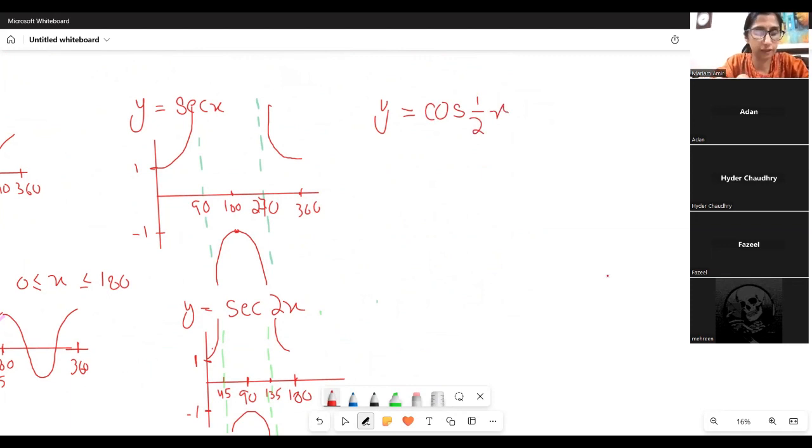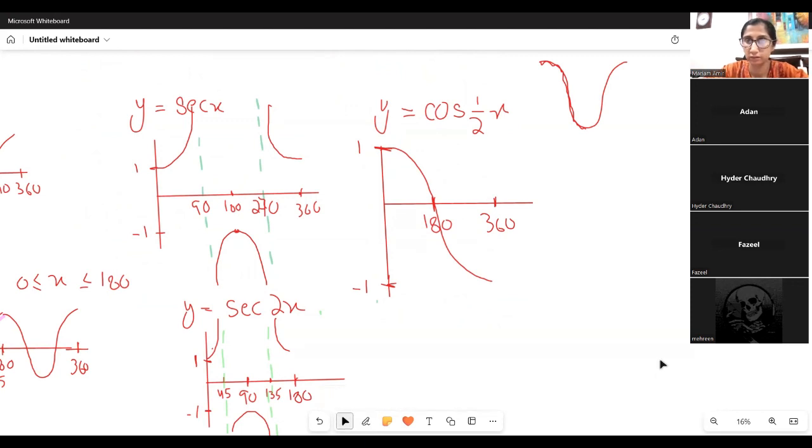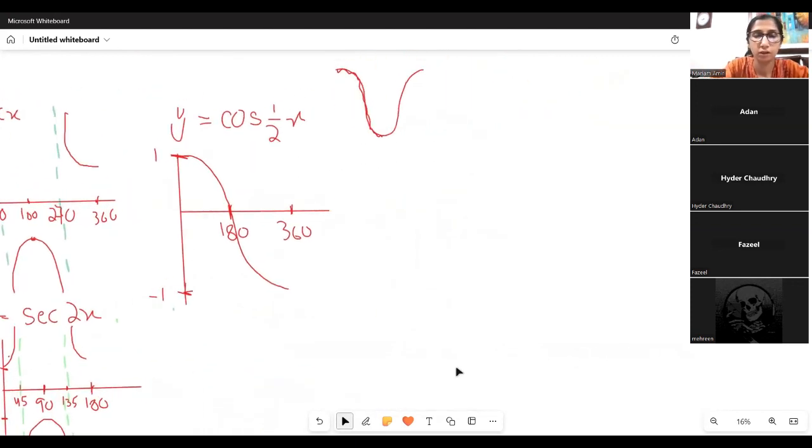Now, only half a cycle will be completed between 0 to 360 degrees. A full cycle of cos looks like this. So the half looks like this. So we start from here and we end here. Half a cycle only. This is 1 and that's -1. And this is going to be 180. Okay. Now, the graph for y equals secant half x.